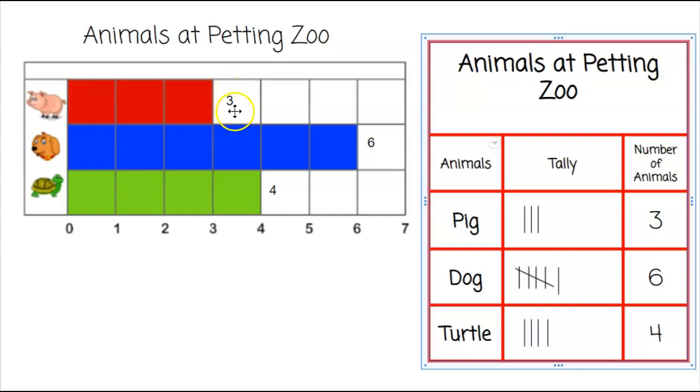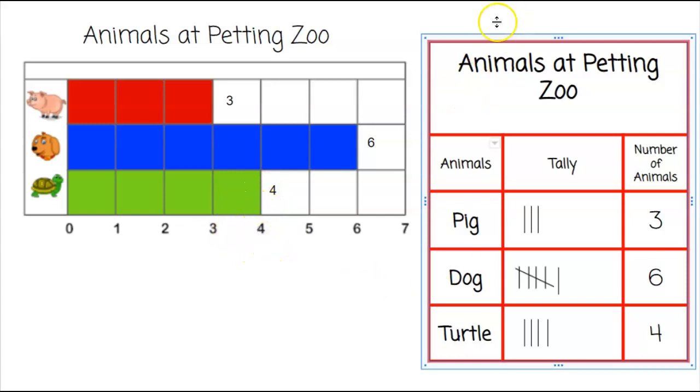So I went ahead and put in the numbers of the pets at the petting zoo. I looked at pigs and I went across and saw that, oh, at the end of the bar, I have 3 pigs at the petting zoo. For dogs, I went across and I said, I have 6 dogs. And for turtles, I go all the way to the end of the bar and I have 4 turtles.